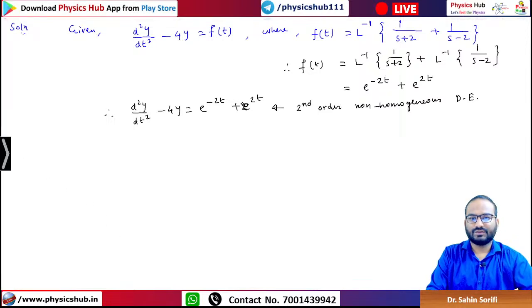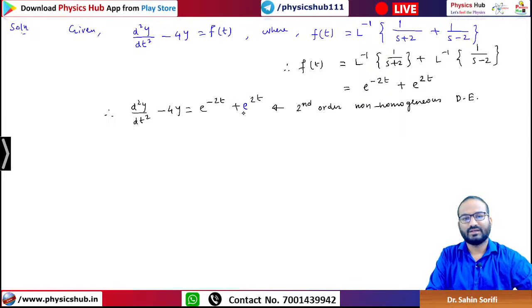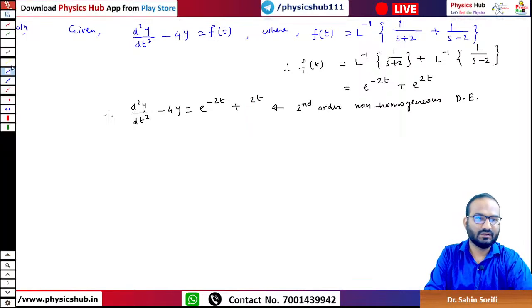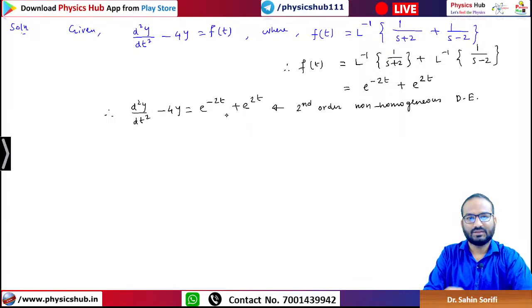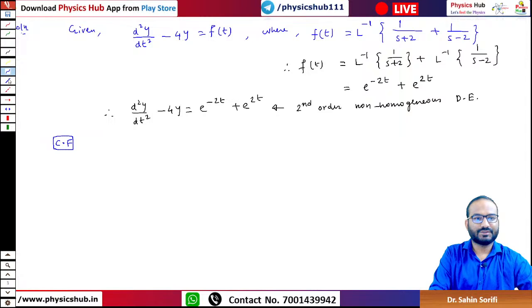Okay, so this is a second order non-homogeneous differential equation. So what we need to find out? We need to find out the complementary function and the particular integral. Let's calculate the complementary function first. What will be the complementary function?